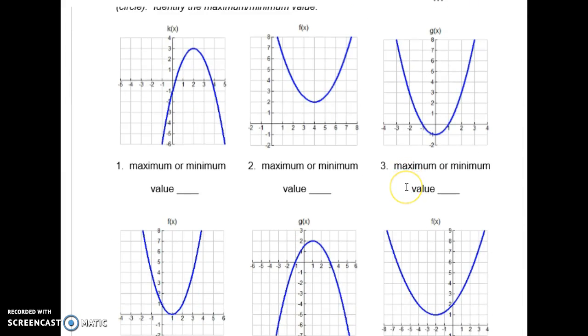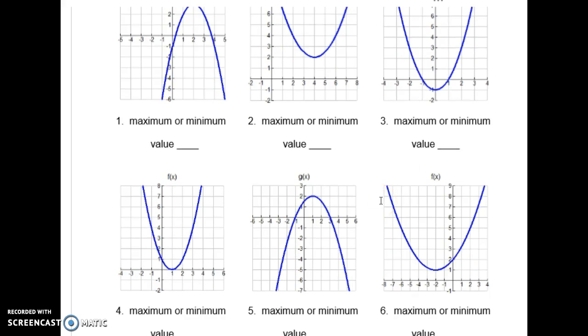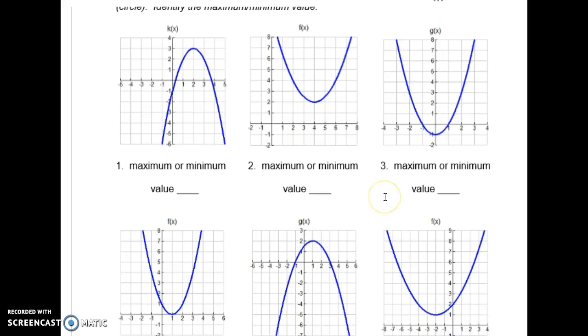So given a couple graphs, we'll do a couple quick ones here. This first graph here is concave down, so the graph is going to open down. And we know that we are going to then have a maximum value, and it's going to occur here at that high point. The value is 3.